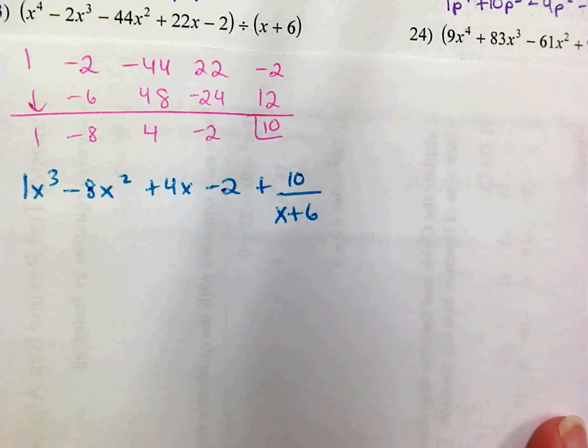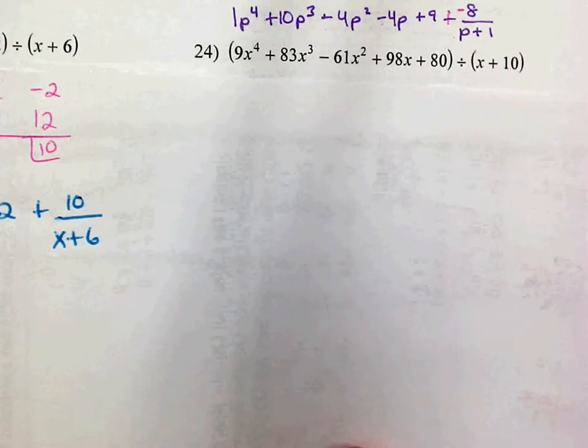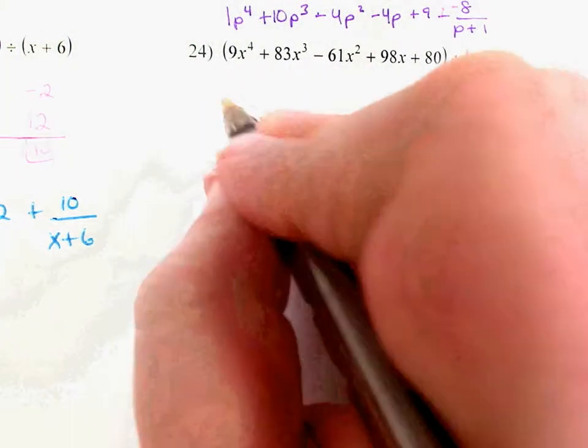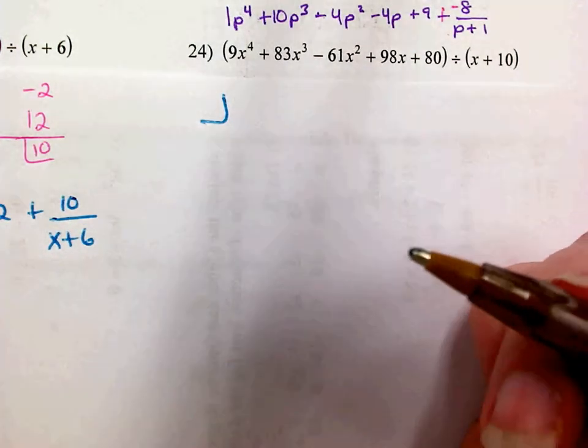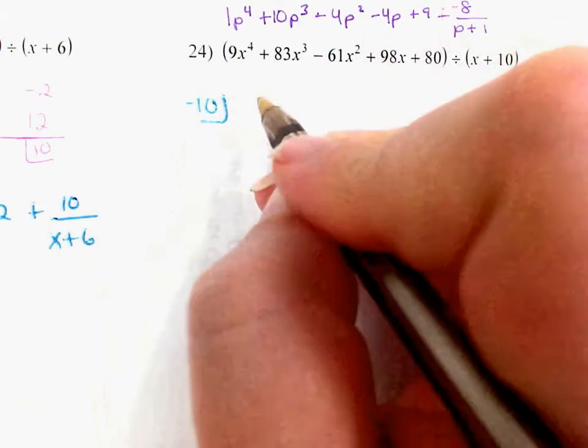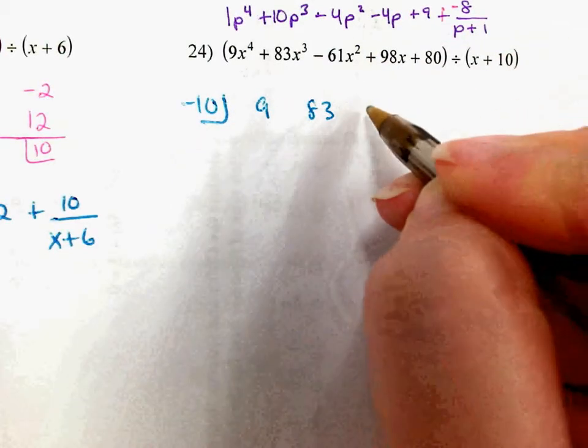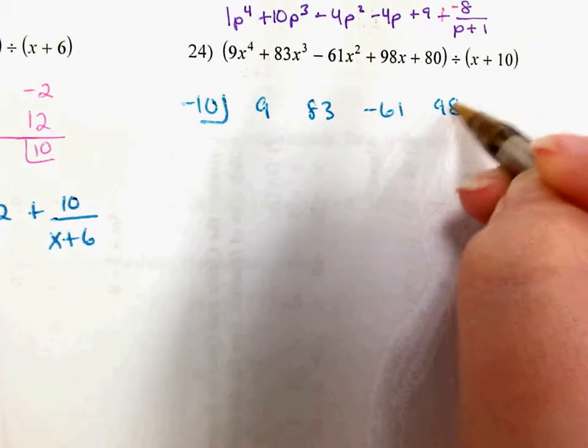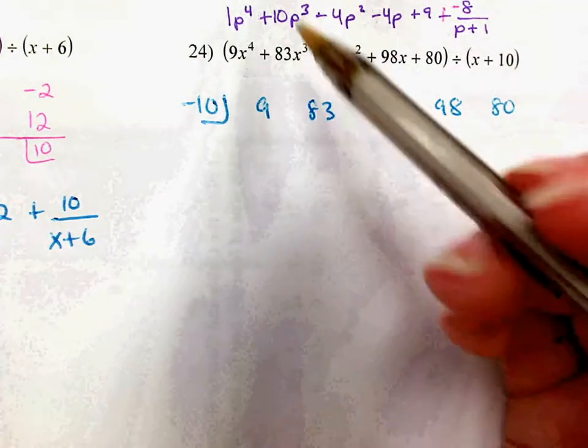So, what goes in here? Negative 10. 9, 83, negative 61, 98, and 80. What if there had been a missing term? What if there hadn't been a quadratic term? You have to put a 0 in its place. So be careful. Sometimes that happens.